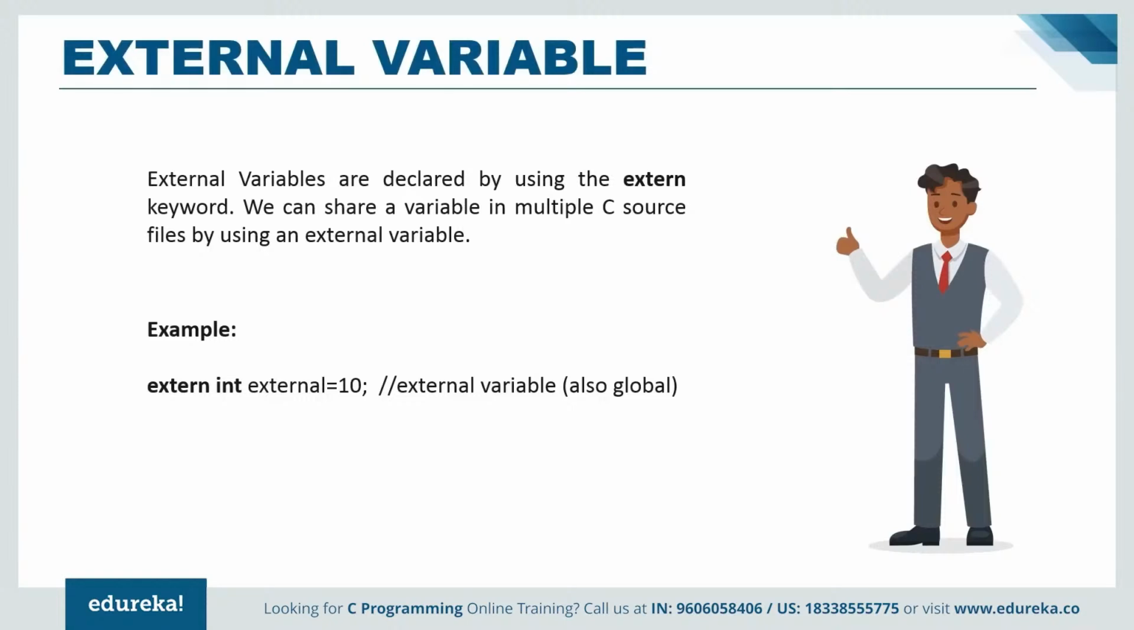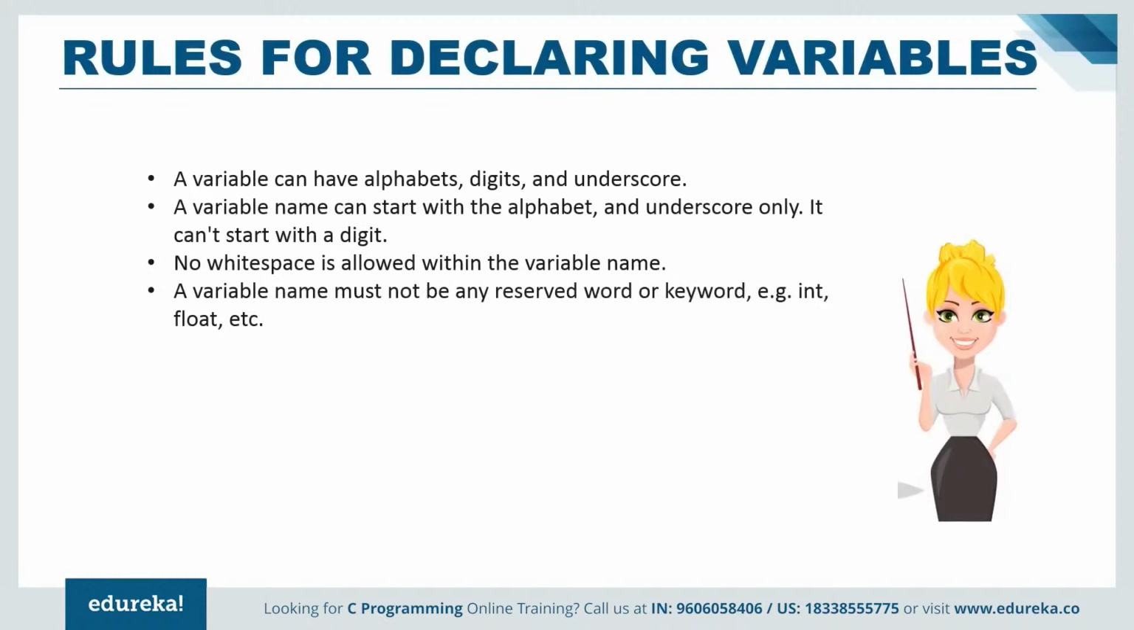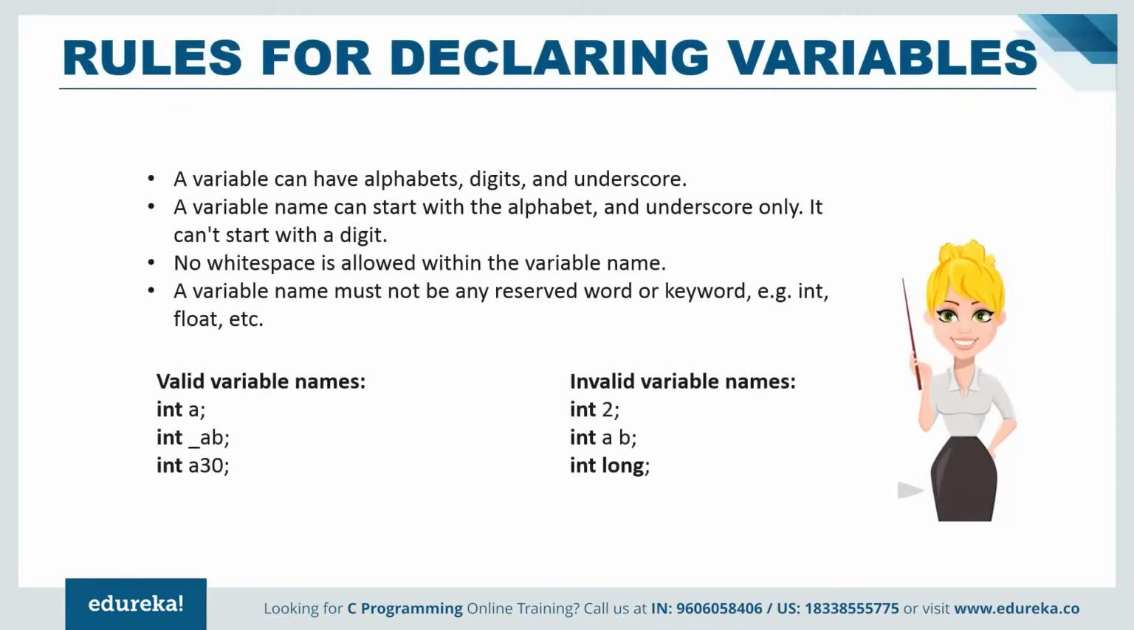Now, similar to the rules of declaring identifiers, we have also the same rules for declaring variables. The rules are: a variable can have alphabets, digits and underscore, but not special symbols. Followed by that, a variable name can start with an alphabet or underscore only. It cannot start with a digit. The next rule is that there should not be white space in between the variable name.